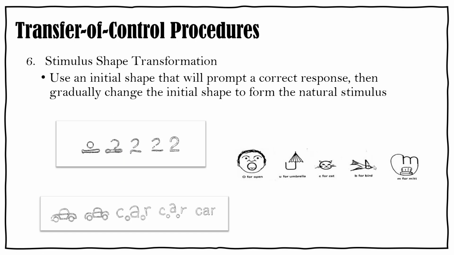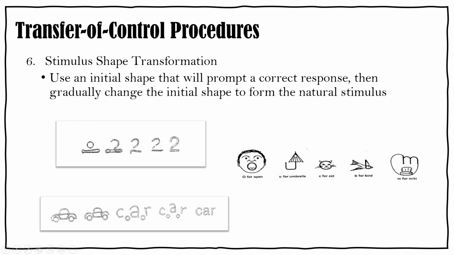The last one is what we call a transfer of control procedure. The last one is called stimulus shape transformation. So you can use an initial shape that will prompt the correct response and then transform that shape to the natural stimulus. So if you look at this, there's a bat and a ball. Those are two items. So you can say, 2, and then you can transform it to the letter 2. This one right here, you can say they can name car, and then you can transform it to where it's actually the written word car.